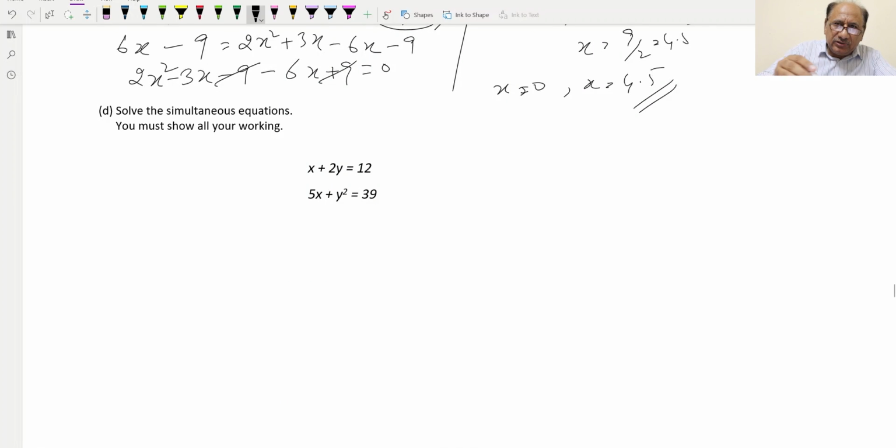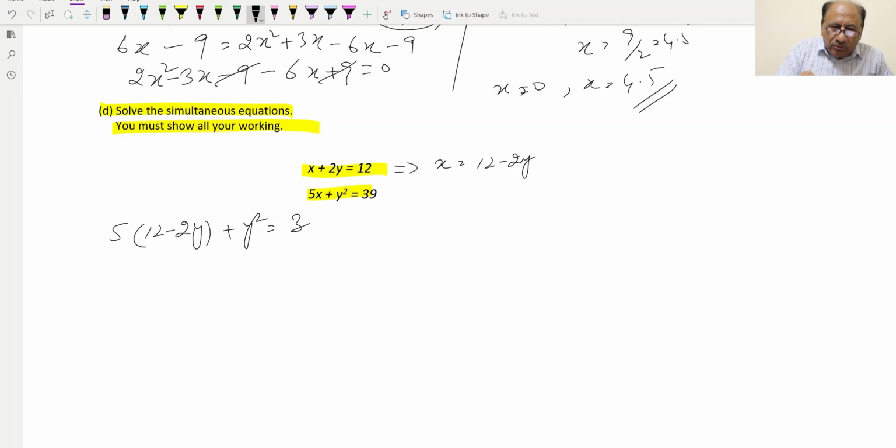D part is simultaneous equation, and to solve the simultaneous equation you must show all your working. One equation is linear and this is quadratic, so we will be using the substitution method. From the first equation, x is equal to 12 minus 2y, and this value we will replace in this equation, and we will get 5 into (12 minus 2y) plus y squared is equal to 39.